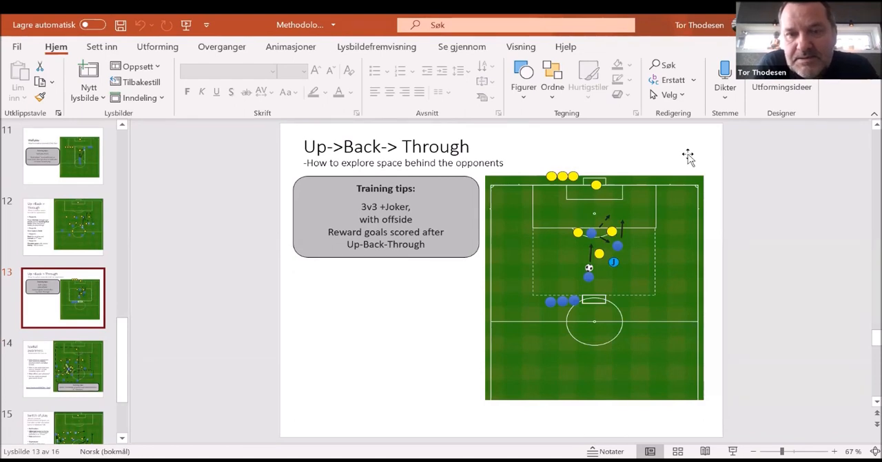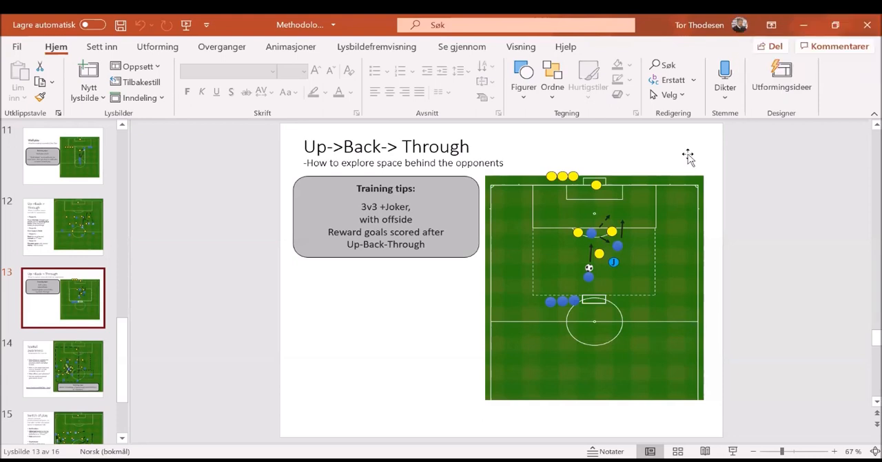Here, playing 3v3 with the joker, putting emphasis on the up back through movement and making sure you have enough space so there is actually some space to do it. So a little bit more than double box.